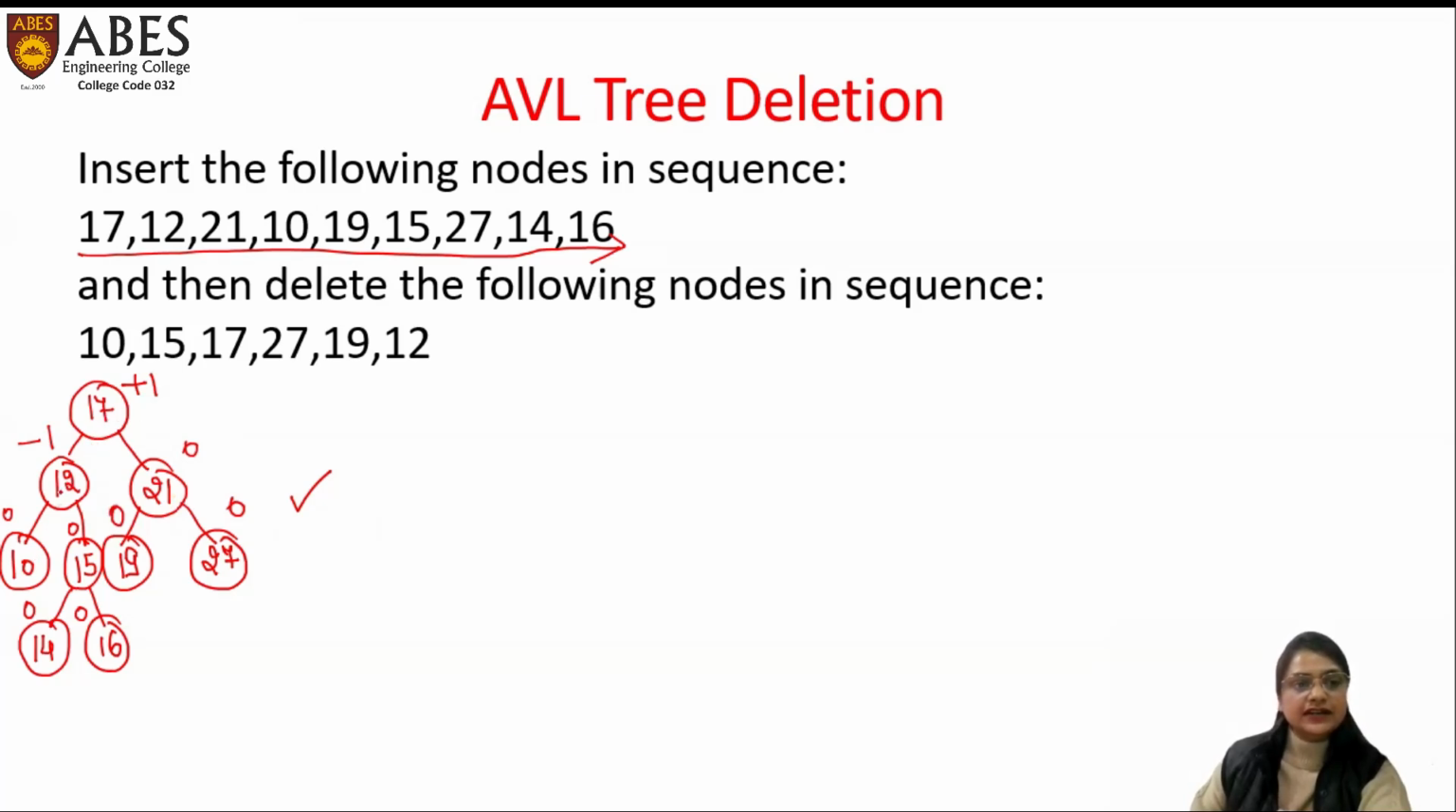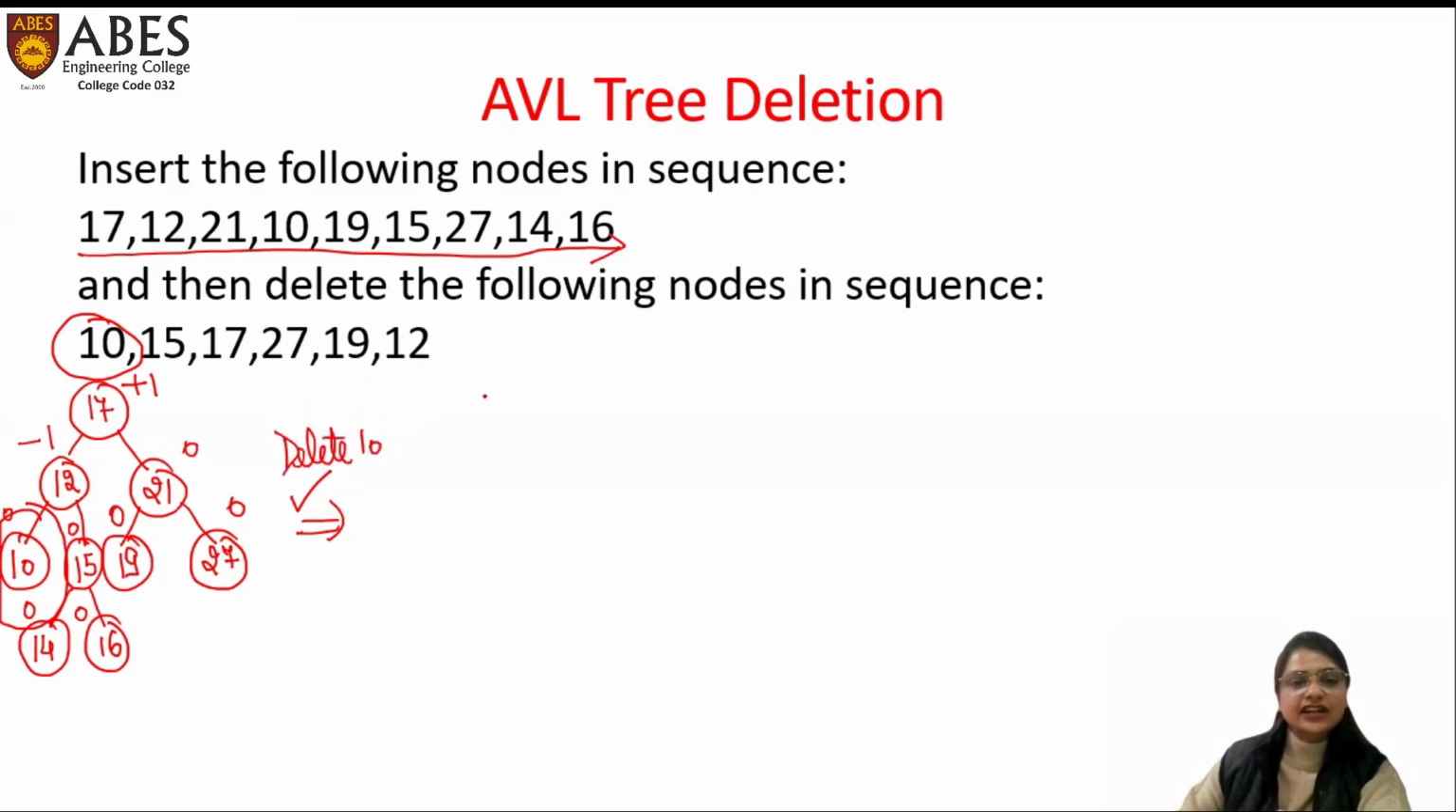17, 12, 10, this is 15, this is 14, 16, it is okay. 21, then 19, and then 27. Yes, our tree is perfect. Then first of all, I delete the first element, which is 10. I want to delete 10. We have to look whether 10 is present inside the tree or not. That's why I want to first delete this 10. So I'll write down the statement here.